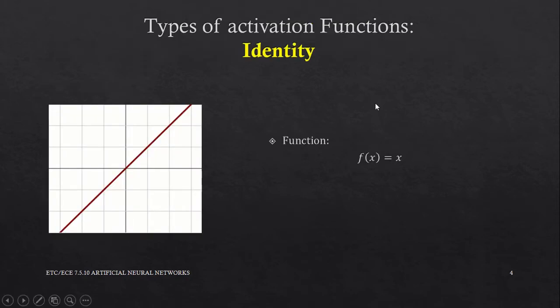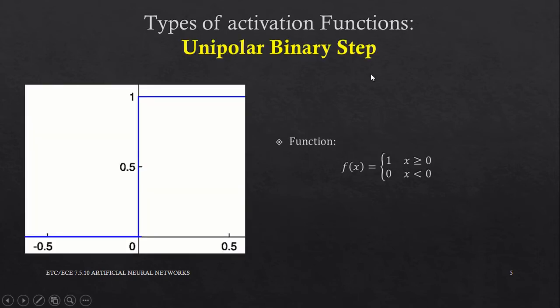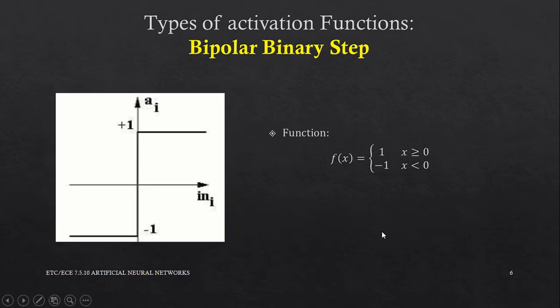The first and the simplest one is the identity function. It is given as f of x equals x. This is that. The next is the unipolar binary step function. It is given as f of x equals 1 if x is greater than or equal to 0 and 0 if x is less than 0. This is what it looks like. Next is the binary bipolar step function. It is given as f of x equals 1 if x is greater than or equal to 0 and minus 1 if x is less than 0. This is what it looks like.